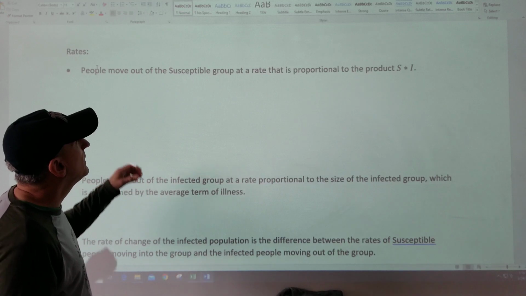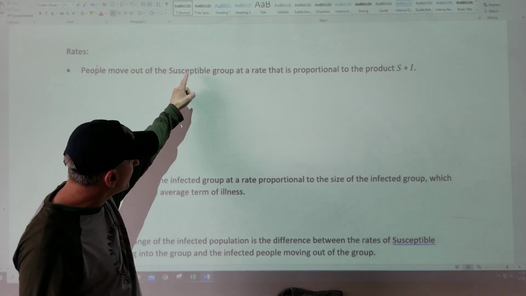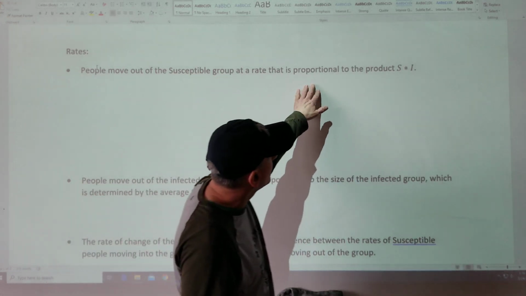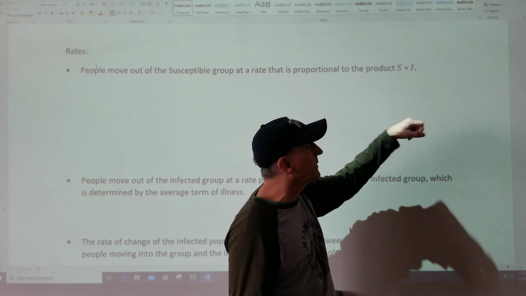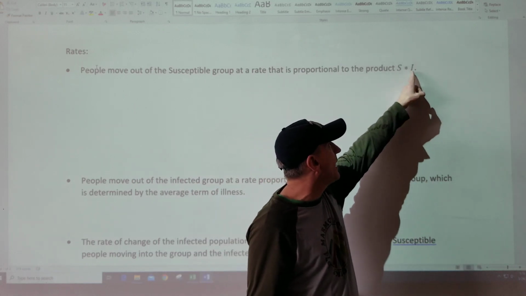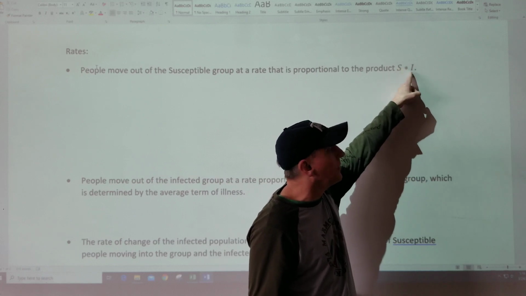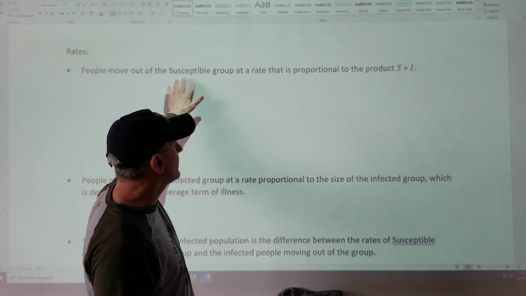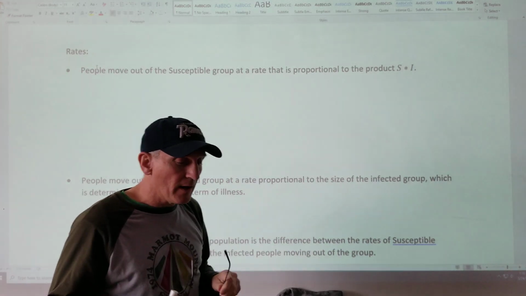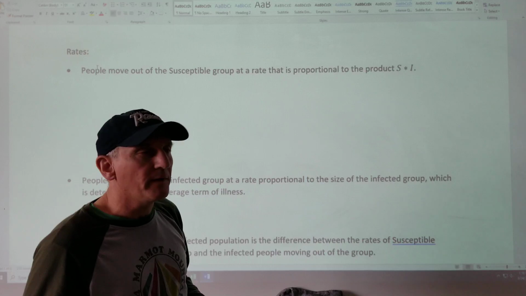Now, the assumption of the model says people are moved out of the susceptible group at a rate proportional to the product of S and I. So S is how many people are susceptible, it's a number, counting people, and I is how many people are infected. These being variables, this statement is saying that the rate of transfer out of this group will be a variable. And to wrap your mind around how that works, I thought we'd do a simple example.